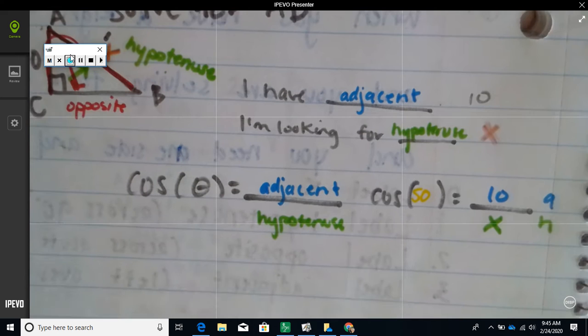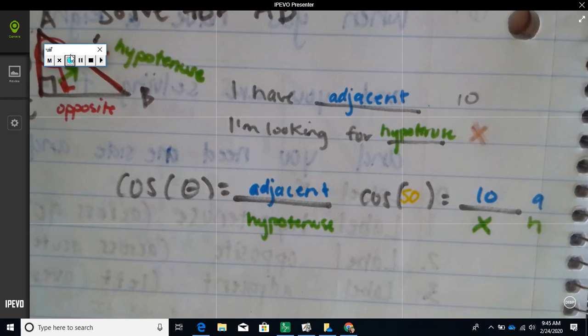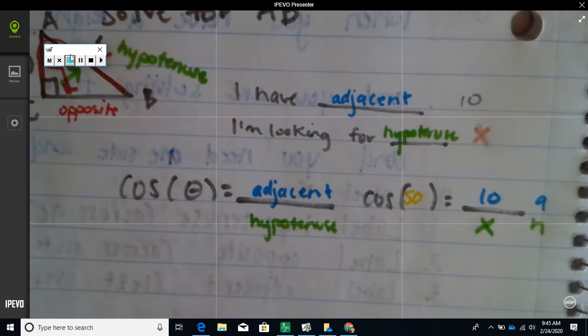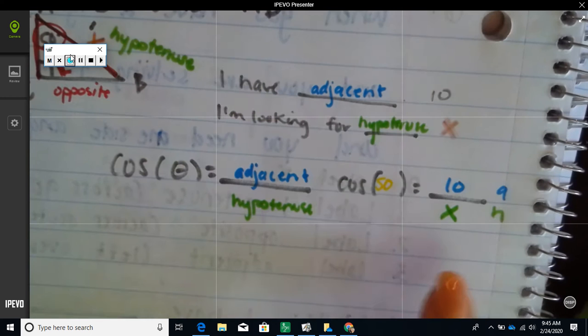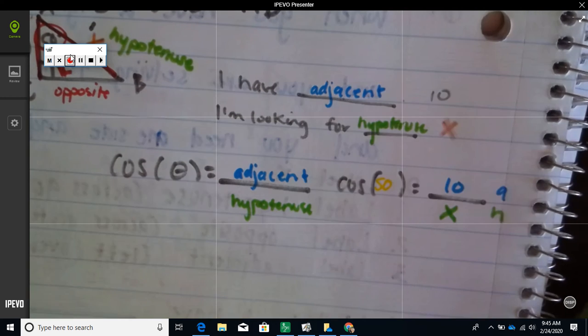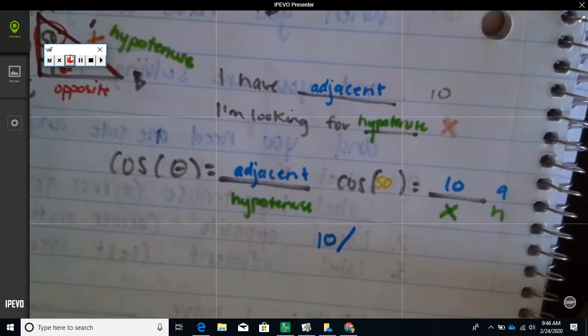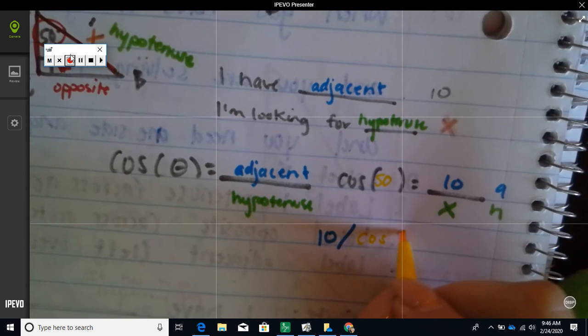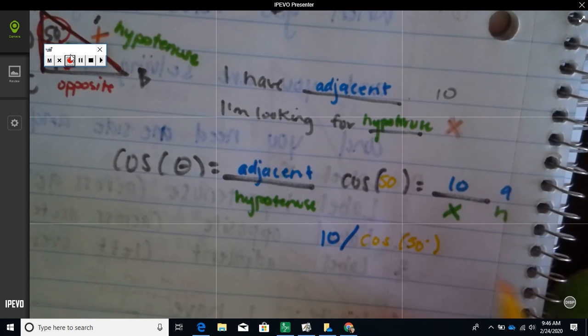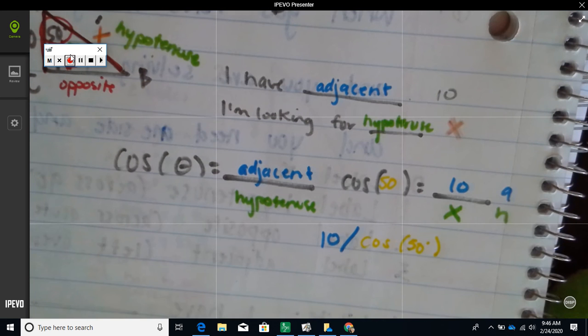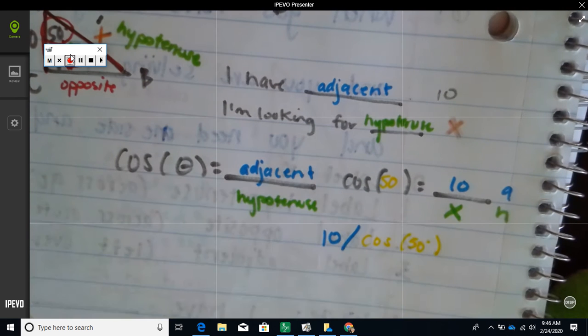So remember, I gave you a shortcut. If X is down, D for down, so you D for divide. You're going to divide 10 divided by cosine of 50 degrees. And you're going to put this in the calculator. So grab a calculator, come back.